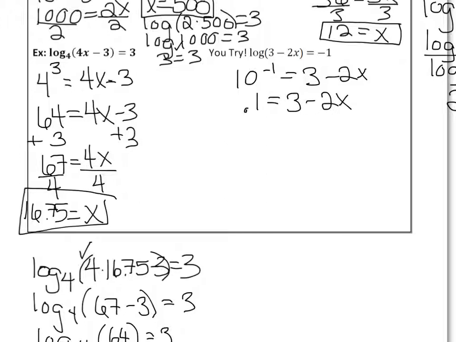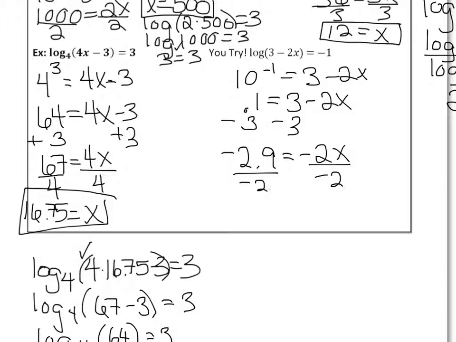The 3 is positive, it's the 2x that's negative, so since the 3 is positive, we subtract. 0.1 minus 3 should have given you negative 2.9 equals negative 2x. Divide by negative 2, and you get 1.45.